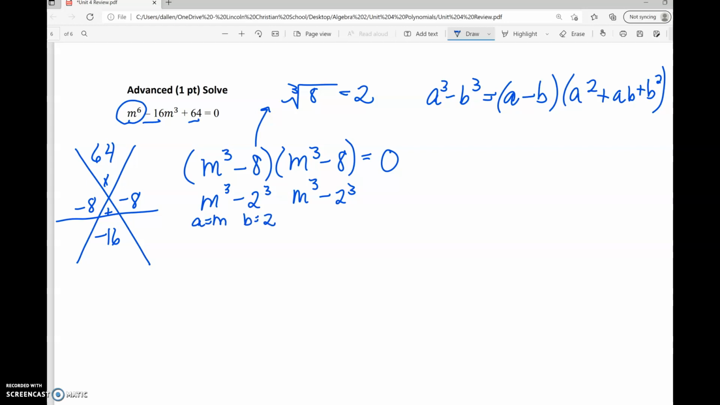So this factors into m minus 2, a minus b, then square the a, which is your m, then multiply the a and b, 2 times m is 2m, sorry, not 2b, my b is 2, and the sign is always going to be positive there. And then plus my second term squared, so 2 squared, which is 4. And this would factor the same thing.